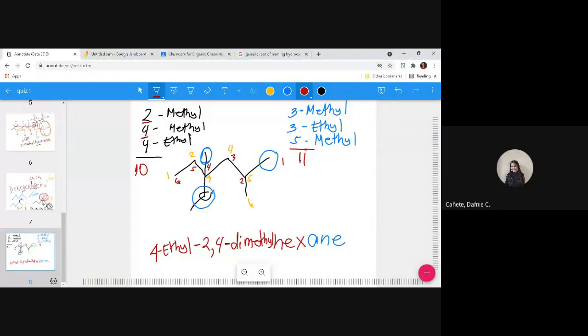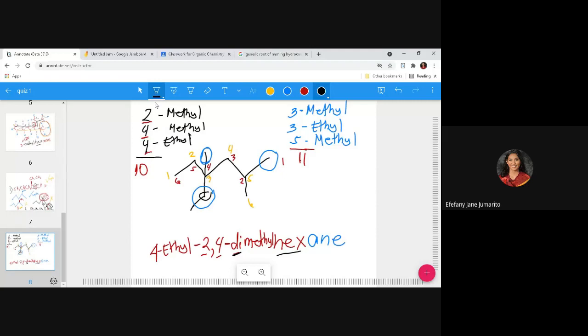Yes, ma'am. Okay, so we have 4-ethyl, 2,4. Ano naman ang 2,4 class? The 2 and the 4, the location of methyl. Kay duha man, ma'am. Perfect. Okay. Dimethyl, then we have hexane.